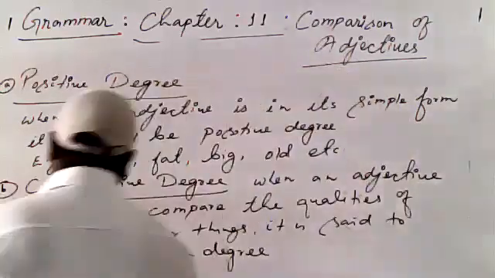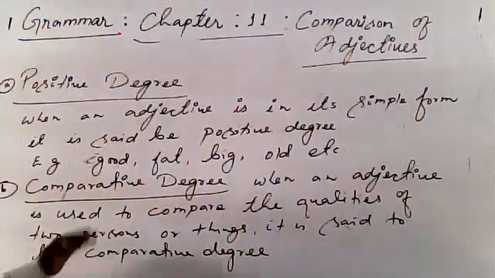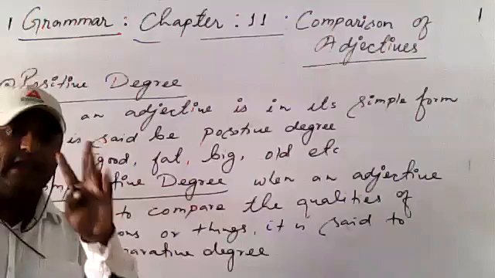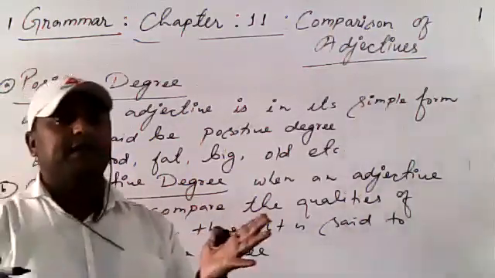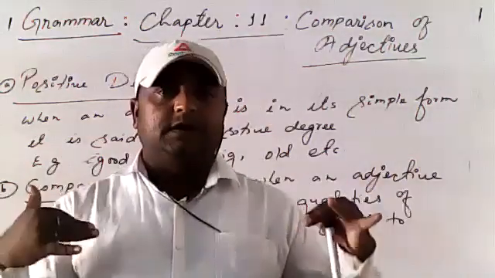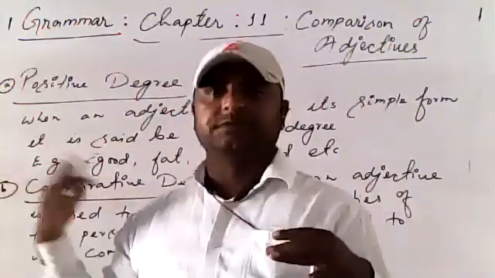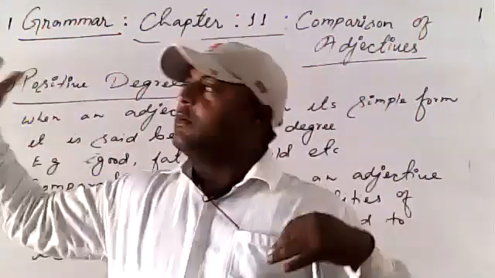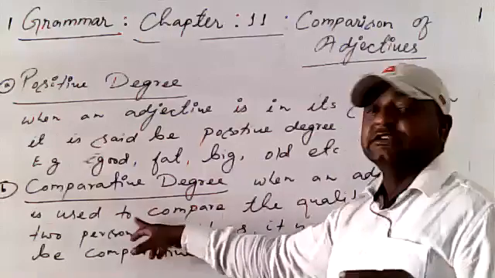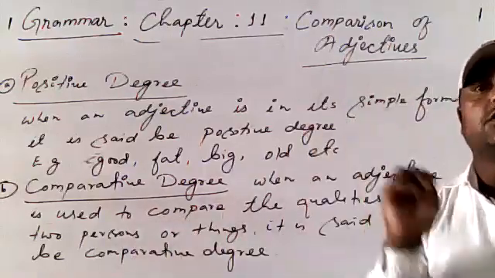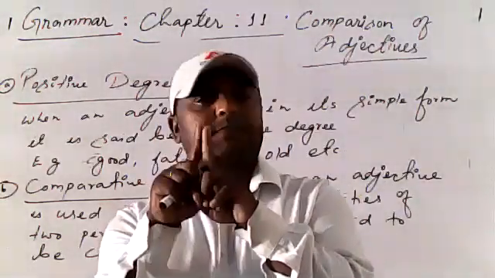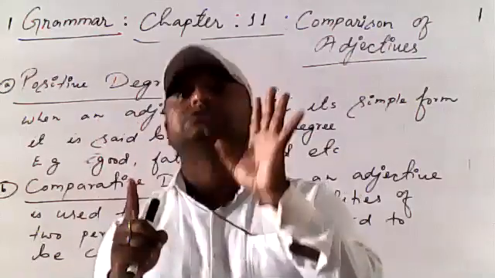Okay, now let us see the next example, comparative degree. What is comparative degree? When an adjective is used for comparing two persons or things. If we compare, obviously, if I am standing alone, I cannot compare myself with anyone. But if I ask one more teacher to come and stand here, then we can compare with each other. Yes, I am short. That sir is tall. So the comparison is happening. When an adjective is used to compare the qualities of two persons or things, it is said to be comparative degree. Jab hum do logo ke beech mein compare karte hain, only two, then we use comparative degree.